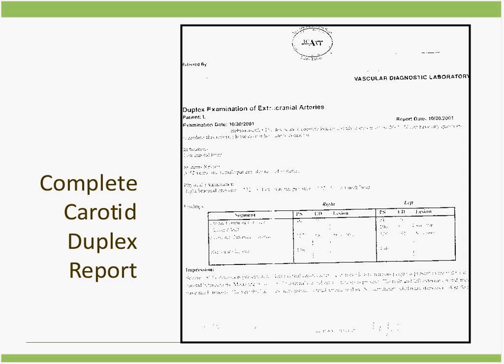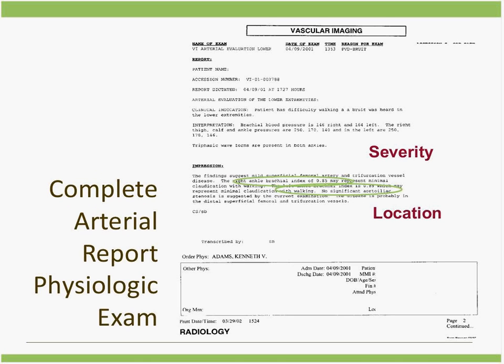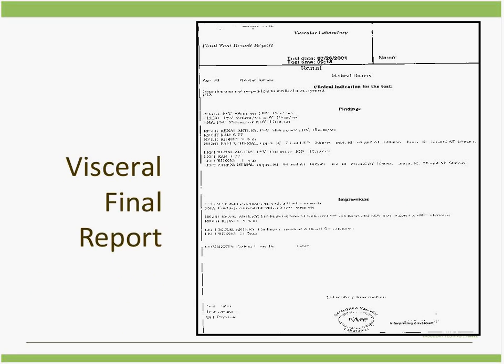A complete carotid duplex report is going to contain the indication, it's going to contain the data, and it's also going to contain a final impression with a comparison to a previous study if there is one. Complete physiologic reports usually contain a bit about the severity as well as location. So there's usually a diagnosis in the impression that speaks to both severity as well as location in order for that to be a complete report. A complete visceral report, again, would contain the date, the patient's demographic information, the clinical indications for the test, the general findings of that test, and then the final impression of the test and how that falls into the clinical indications.